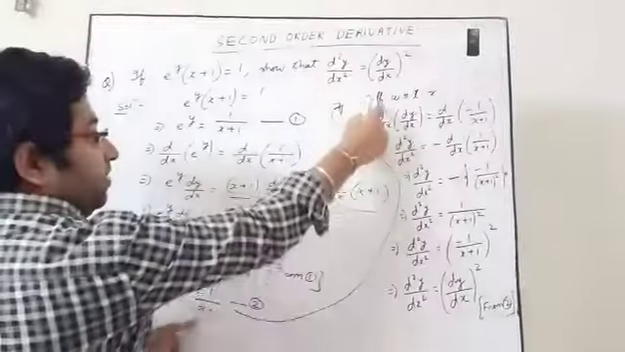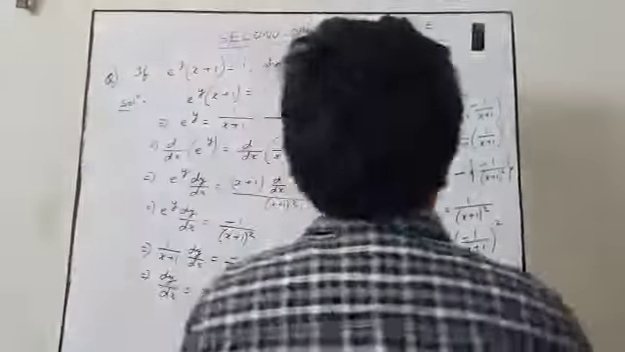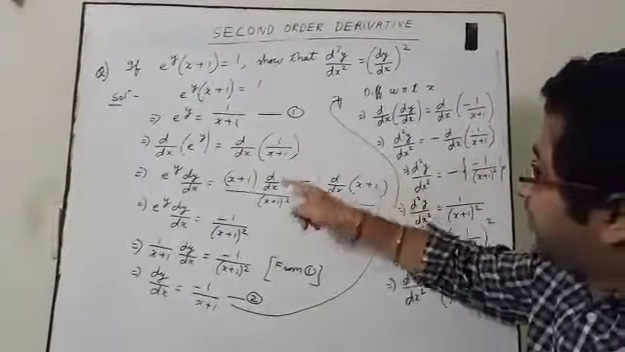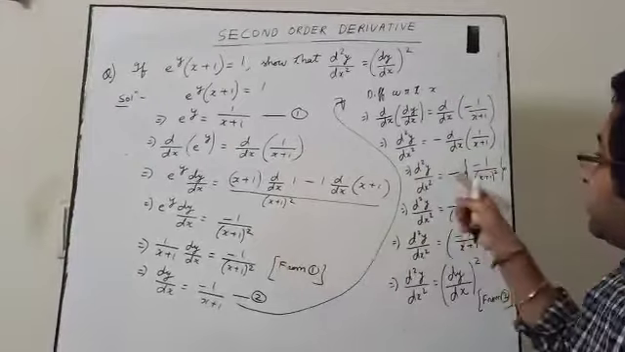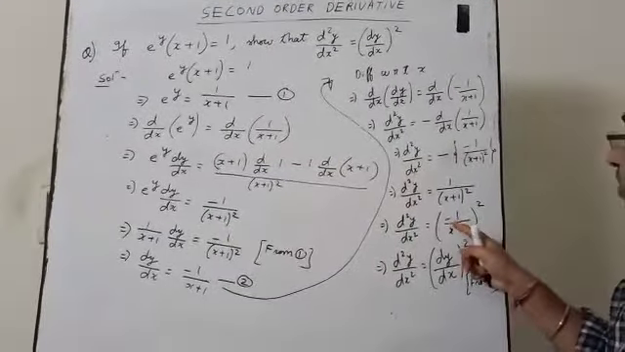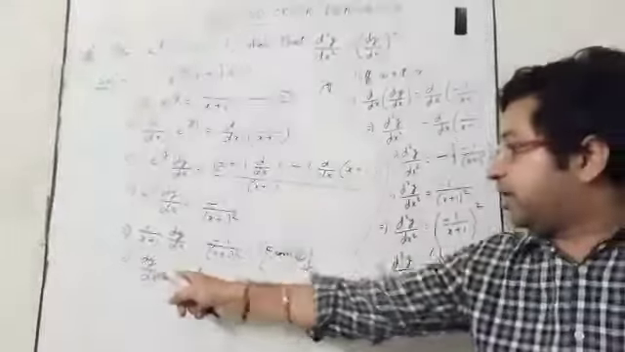Then you move to here. Again you differentiate this one. So you got the second order derivative as minus d/dx of 1 by (x plus 1). d/dx of 1 by (x plus 1) you have already got as minus 1 by (x plus 1) whole square. Minus minus cancel. So we can put here minus 1 by (x plus 1) whole square, minus minus plus. So this means dy by dx whole square, from equation 2.